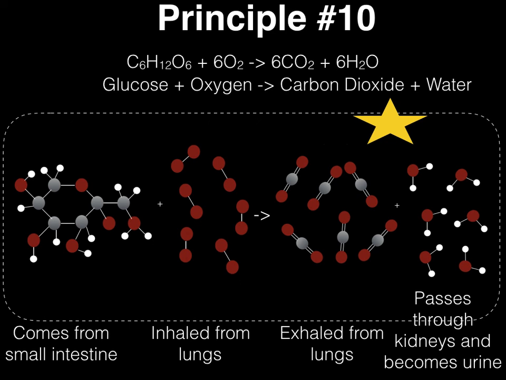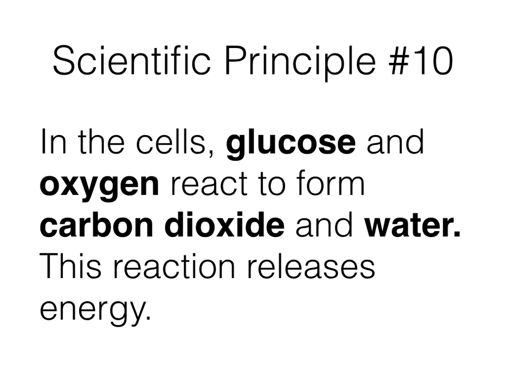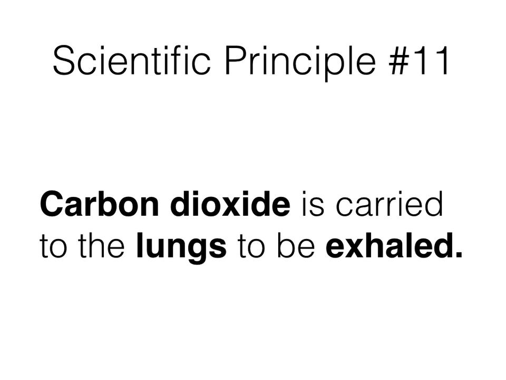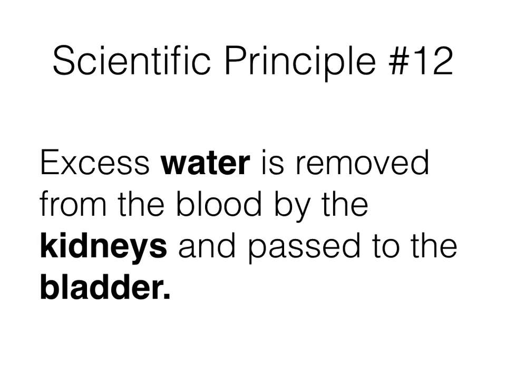So scientific principle number 10. In cells, glucose and oxygen react to form carbon dioxide and water. This reaction releases energy. And as for the waste products, scientific principle 11, carbon dioxide is carried to the lungs to be exhaled. And scientific principle number 12 tells us this excess water is removed from the blood by kidneys and passed to the bladder. So this is the whole story about how food becomes energy for your body.